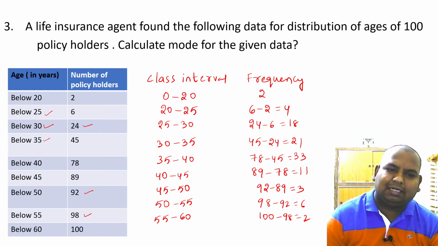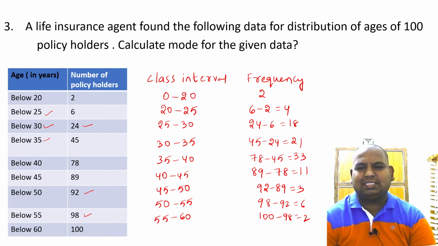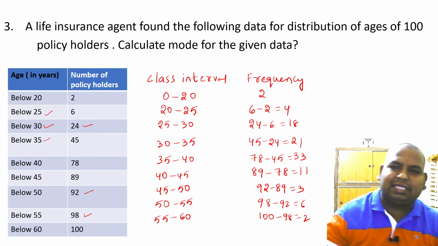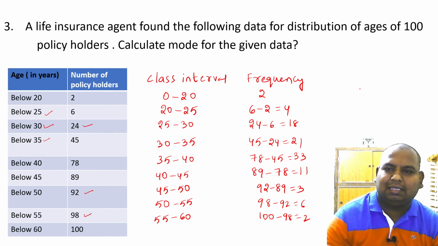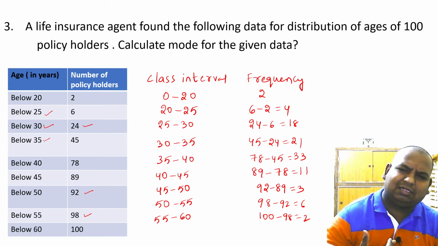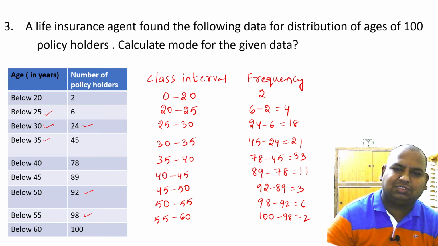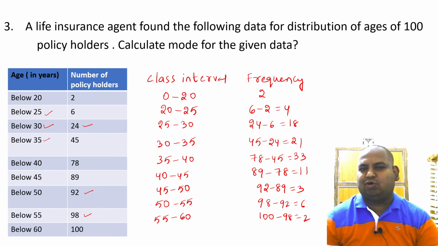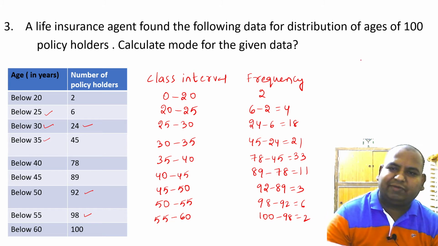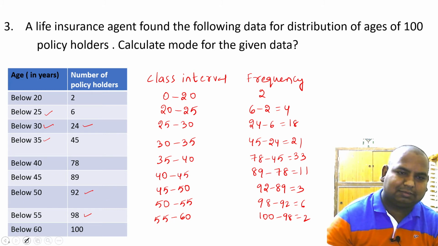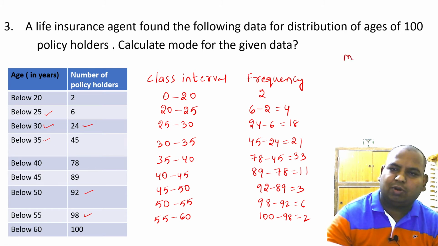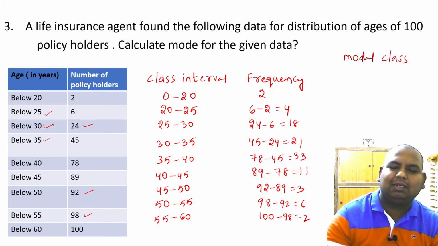We have created the class intervals, and even got the frequency. Now it is very simple. We just need to find the modal class and then find the values of f1, f0, f2, h and l, then substitute in the formula. So before that we need to find the modal class. How to find the modal class? Tell me, it's very simple.